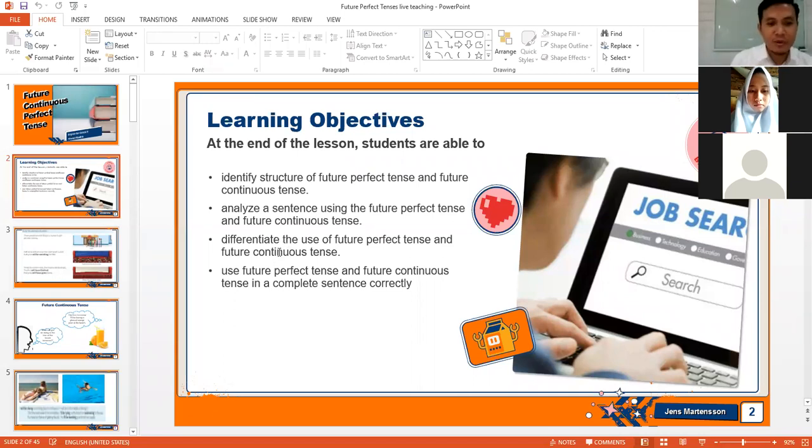And number three, you will be able to differentiate the use of future perfect tense and future continuous tense. So the usage, penggunaannya, is also different. When you want to say this, what kind of tense do you have to use? Jadi bisa membedakan penggunaan future perfect tense dan future continuous tense.